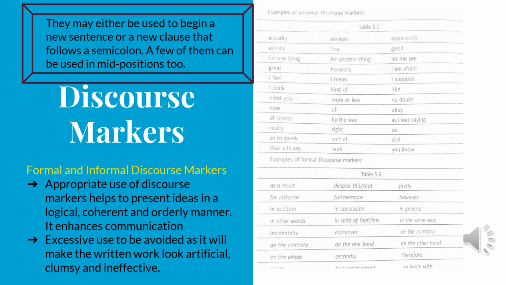But at the same time, we should not use too many discourse markers. Overuse of discourse markers has to be avoided, because if we use it too many times within sentences, or continuously in sentences, whatever we have written will look artificial, clumsy, that is not in an order, and the effect of the writing will be lost on the reader. So please do check that also with regard to your assignment.